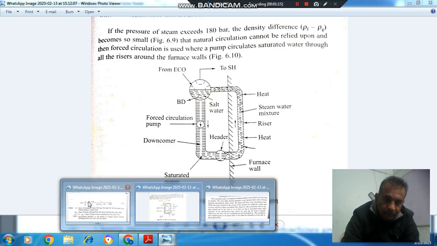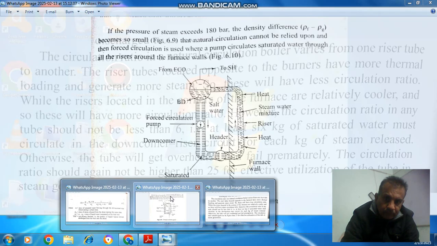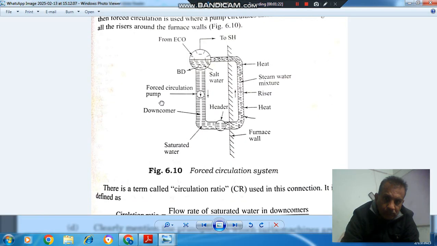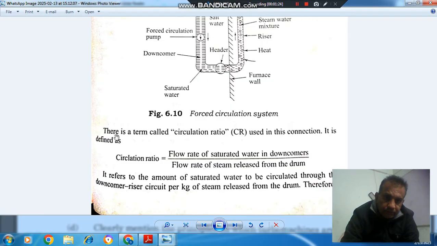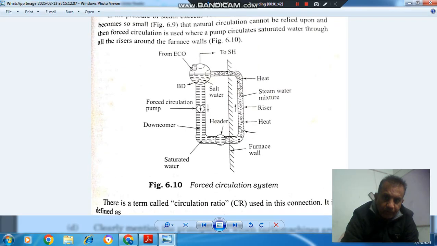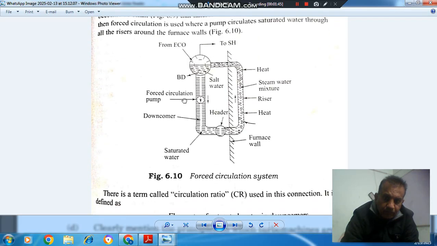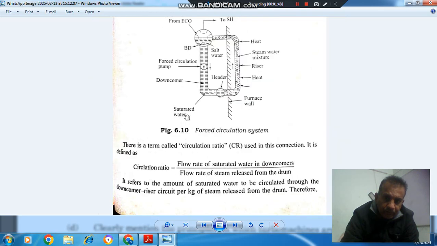So the definition of circulation ratio: there is a term called circulation ratio used in this connection. It is defined as the flow rate of saturated water in the downcomer divided by the flow rate of steam released from the drum. So it refers to the amount of saturated water to be circulated through the downcomer riser circuit per kg of steam released from the drum.